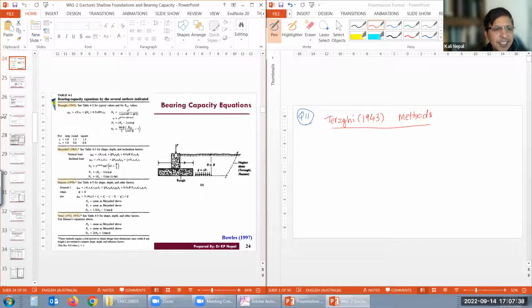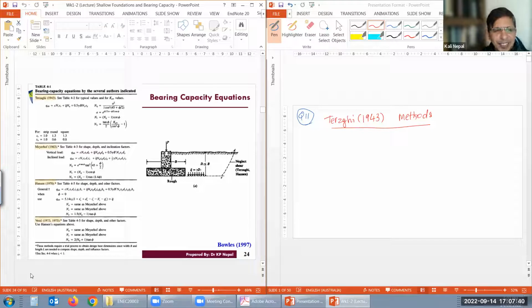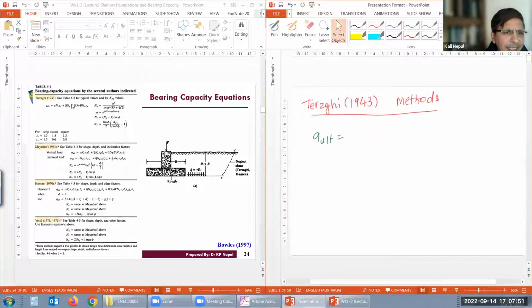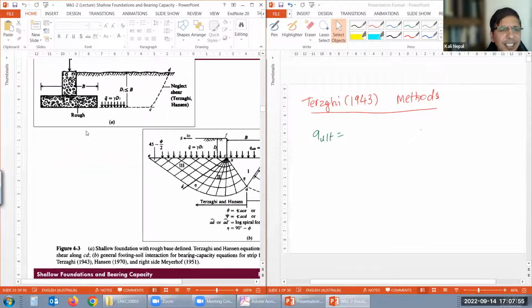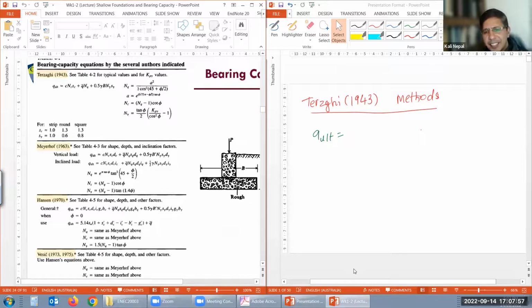So let's write. What is the first one we are trying to solve? What is q ultimate? Please copy that equation, right? Come on, q ultimate. You need to check from your book also if you can't see clearly here, all right? Can I show that now? Up there, okay? Can I write that now?